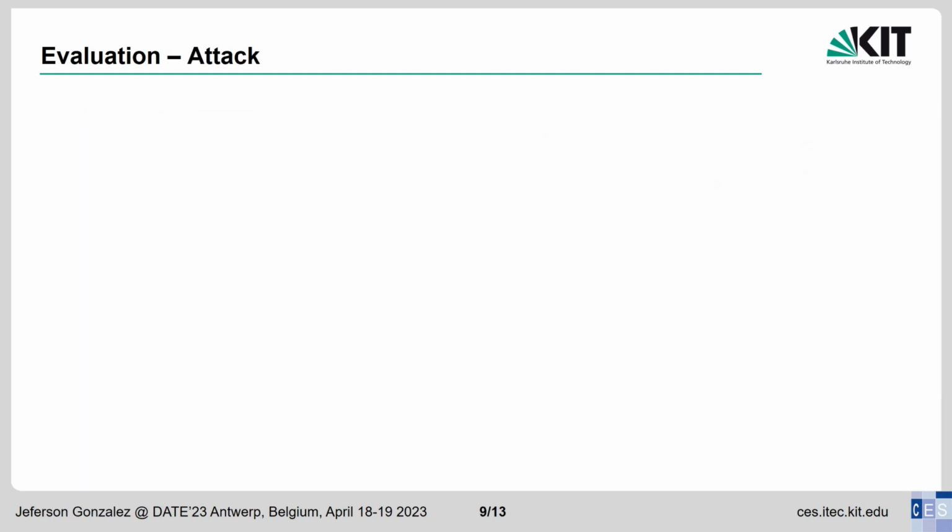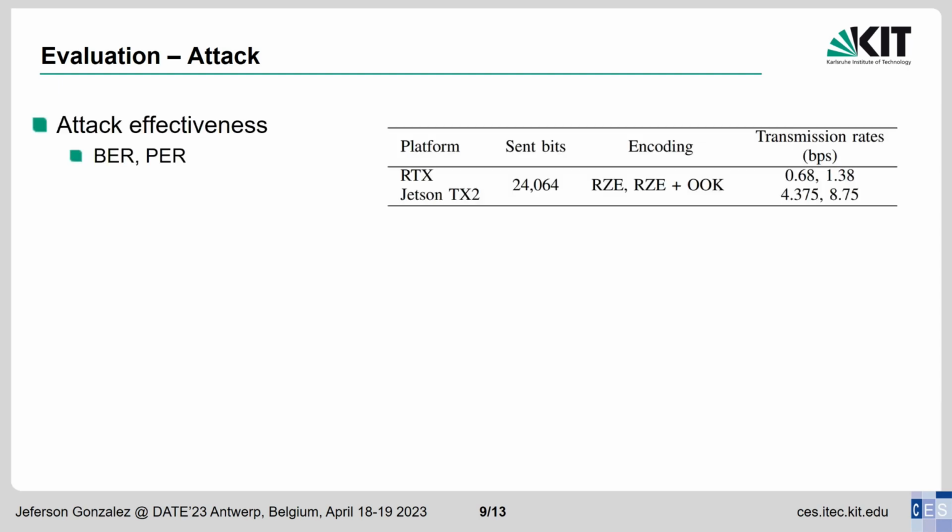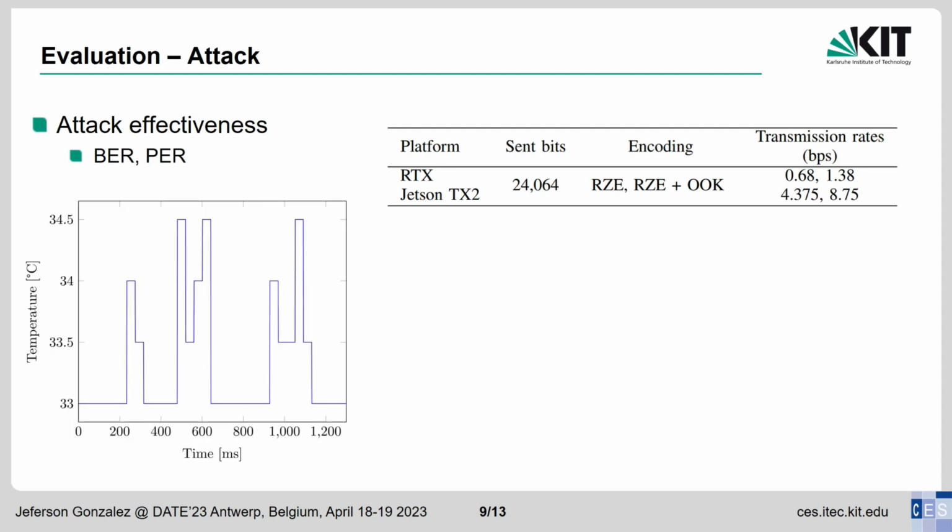As evaluation, we first measure the effectiveness of the attack itself in terms of transmission rates in bits per second, as well as bit and packet error rates for both platforms. As seen in the table in the upper right, we achieve a maximum of 8.75 bits per second for the Jetson platform. In the figure on the lower left, we can see how a packet is encoded through the temperature signal before filtering.